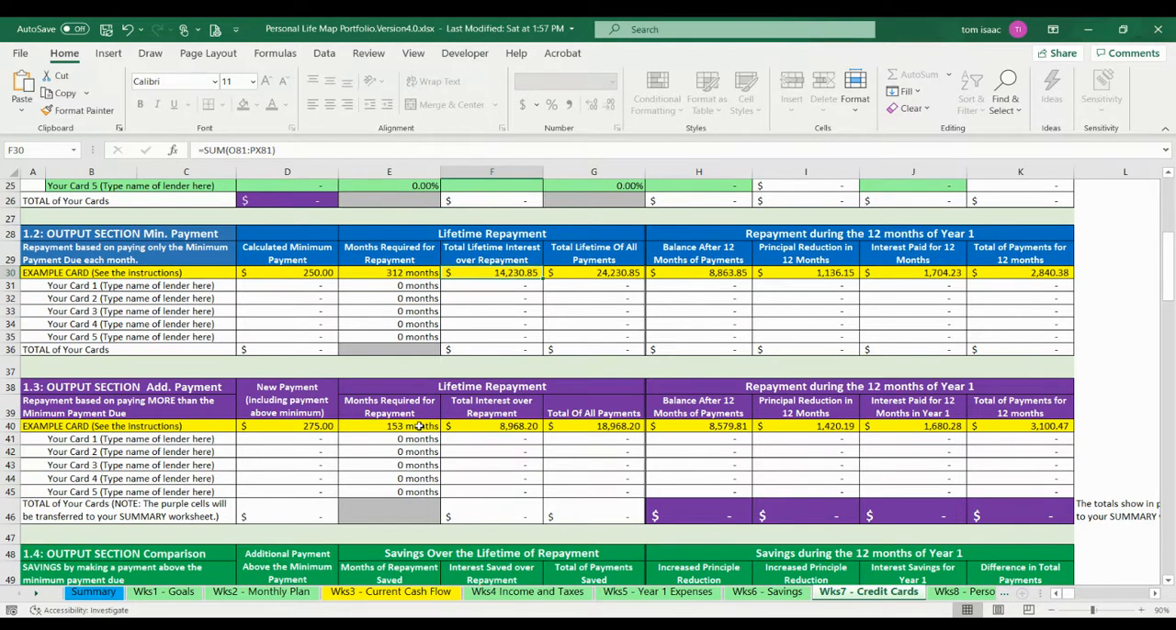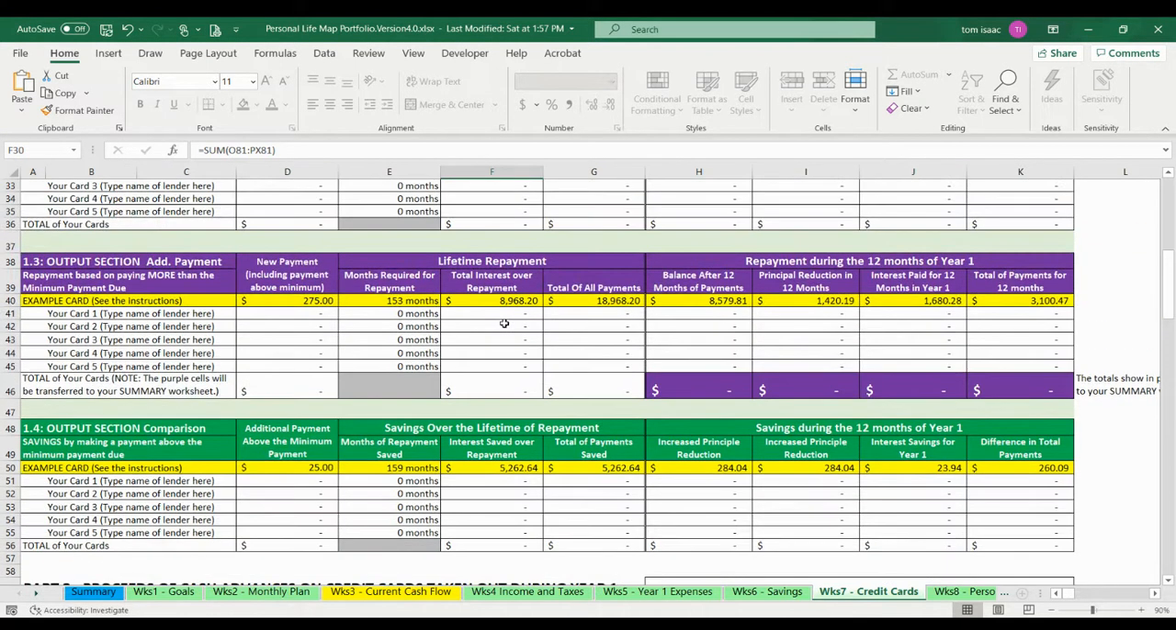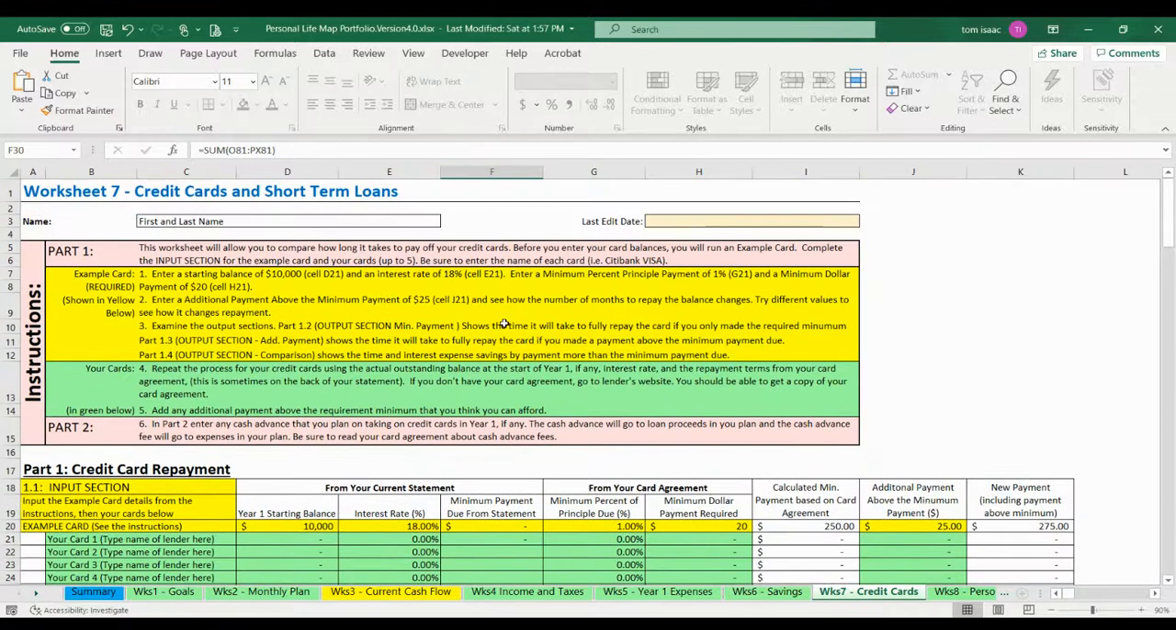If you want to see what that difference is, if I come down here to output section 1.4, you can see it shows me that for an additional $25, I save 159 months and I save $5,262 in interest over the life. The purpose of this worksheet is to get you to understand how the repayment terms on my credit cards make a huge difference to how much interest I'm going to pay over the life of that credit card and to how long it's going to take me to pay that credit card off.